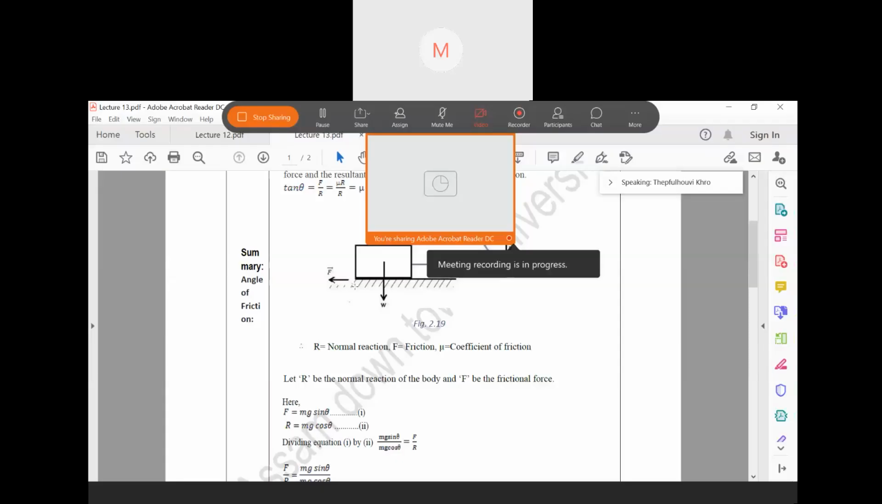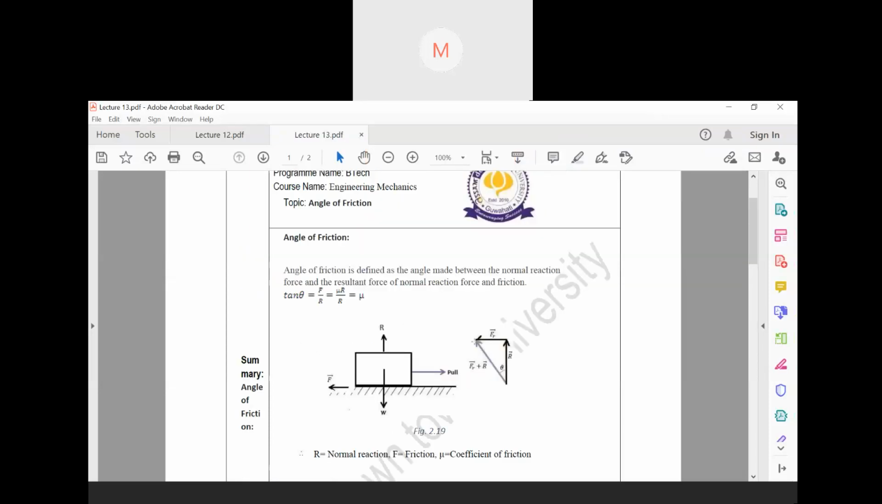The resultant force's direction. No, the resultant will be towards both the forces. If you see in the PDF, the resultant will be in this direction. Is it clear, Ansari?